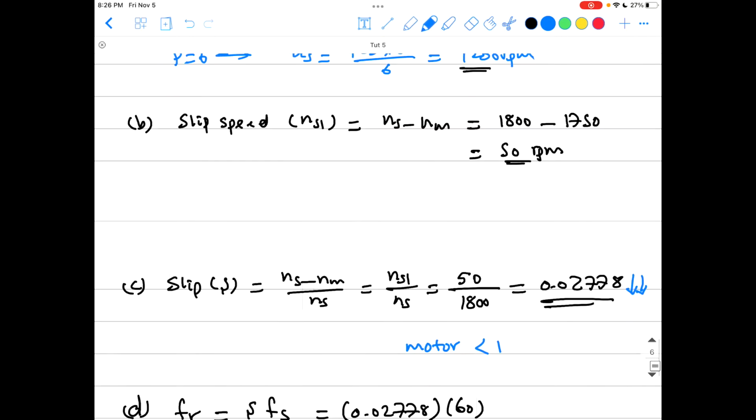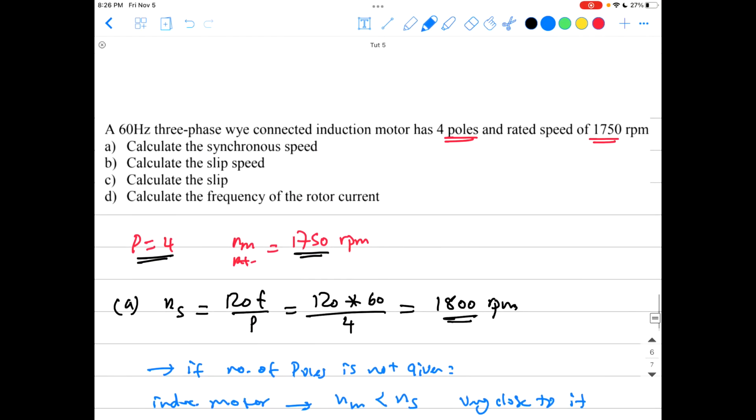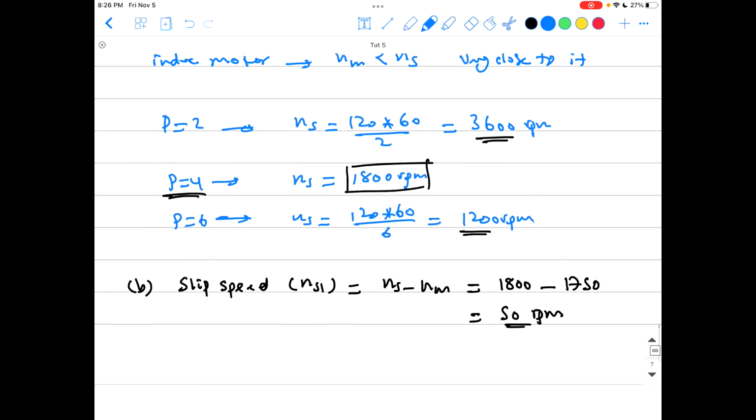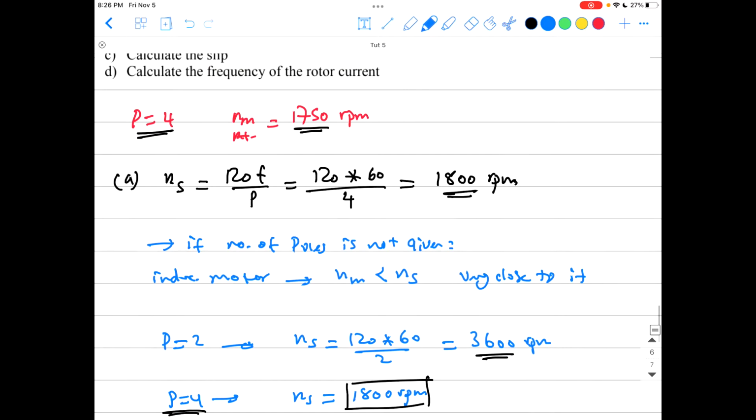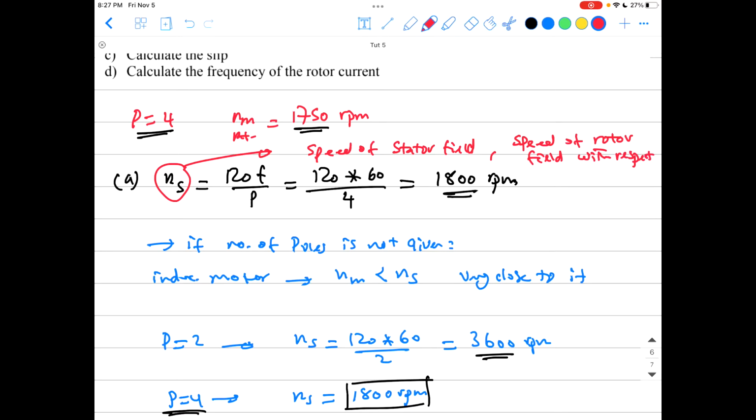Let me give you some more, because he just asked you to find the synchronous speed, the slip speed, and all that stuff. But sometimes he wouldn't just ask you about these directly. He would just give them other names. So for the synchronous speed, NS, he may not tell you to find the synchronous speed, but rather ask for the speed of the stator field. It is the synchronous speed, or the speed of the rotor field with respect to the stator.